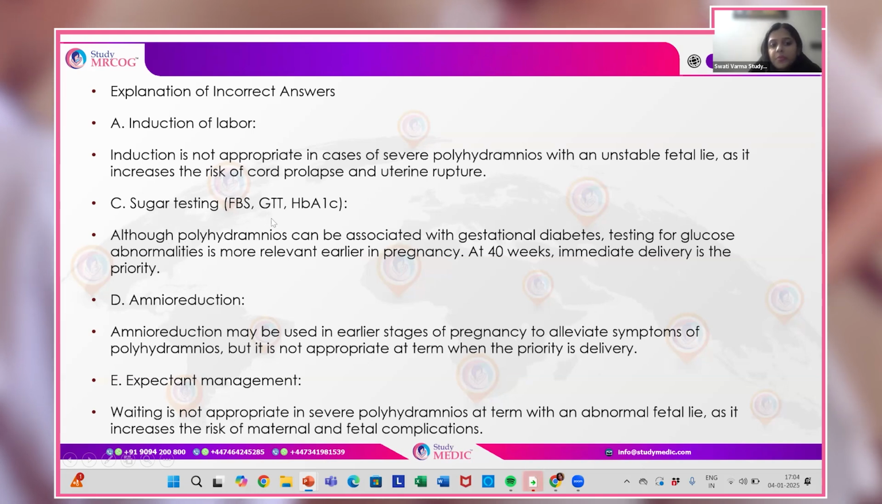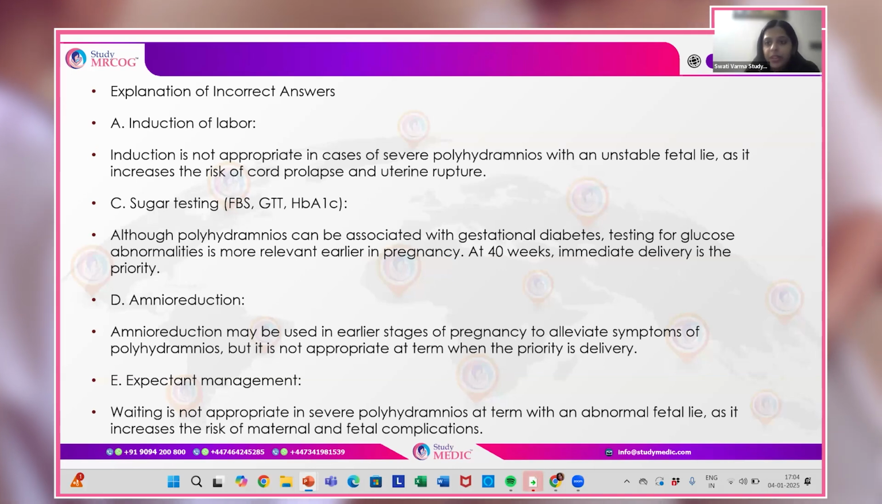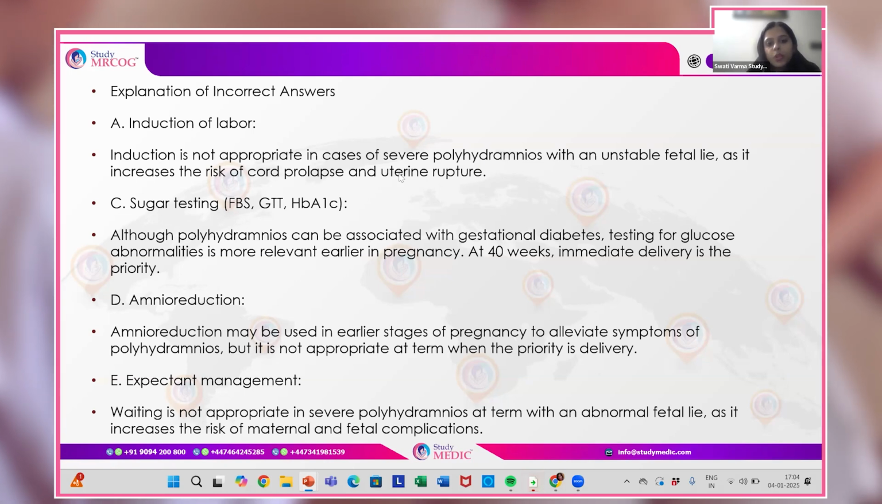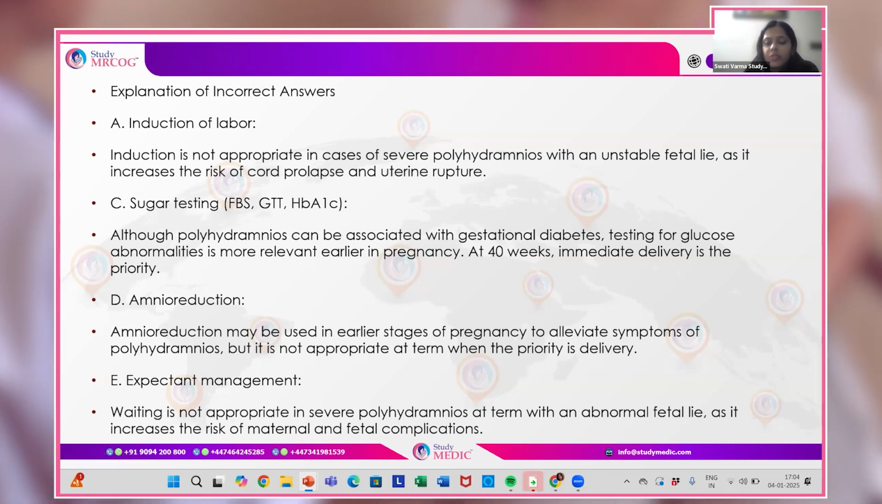Here, if we test for sugar and it comes high or it comes low, our treatment won't be different. We should go for such options which would alter our treatment or alter our approach. Here, our approach should be immediate delivery. Sugar testing won't alter our approach, and we won't delay our management just based on the sugar results.